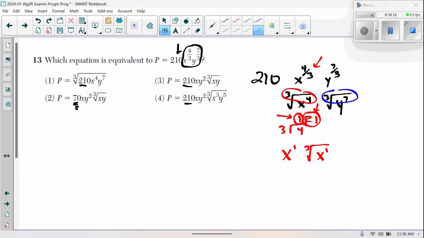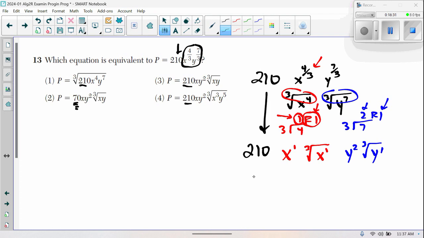We're going to do the same thing with my y. 3 goes into 7 twice with a remainder of 1. So 2 y's are going to come out, or y squared. And left in that cube root, or radical, is my remainder here. It's 1. I still have this 210 just flopping around on the outside like a wet fish. All right, so now I have 210 on the outside. I have an x on the outside. I have a y squared on the outside. So what is left in my cube root?